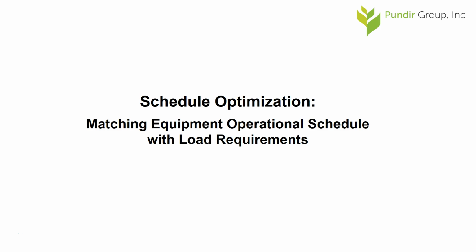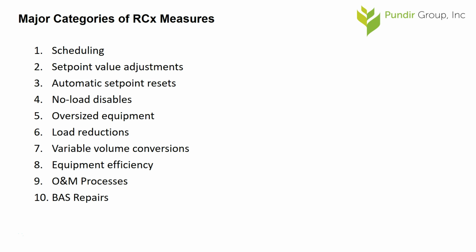Schedule optimization, matching equipment operational schedule with load requirements. As shown on this slide, there are several ways to optimize energy as part of a Facility RCx event. Scheduling of equipment, whether it is achieved through trimming operational hours or start-stop optimization, is perhaps one of the most common and attractive category of RCx measures.